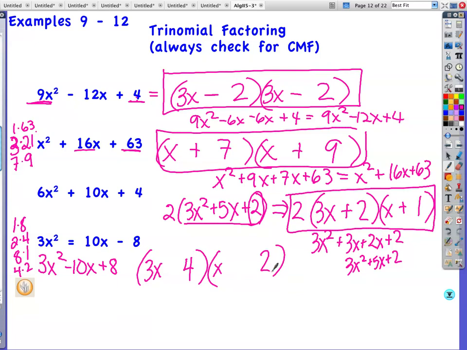All right, here we go. I need a positive 8, but a negative 10. That means both of my signs will have to be negative over here. If I FOIL, I get 3x squared, I get negative 6x, I get negative 4x, and I get positive 8. So now I have 3x squared minus 10x plus 8. And that does match with this. This is the correct factoring.